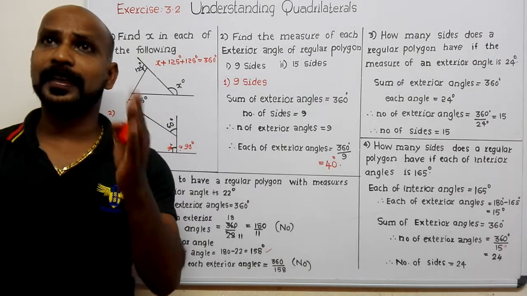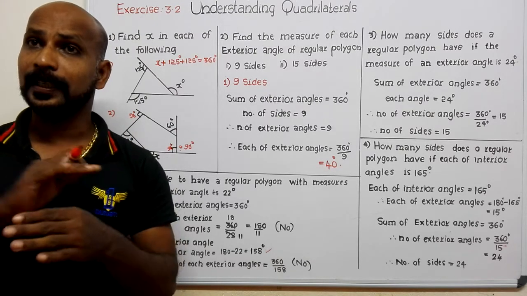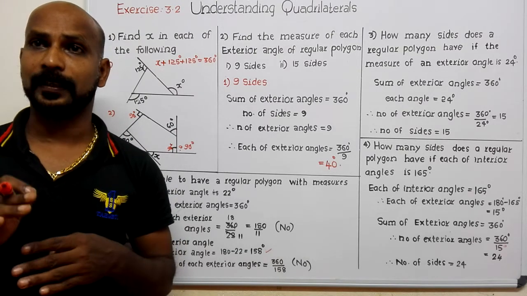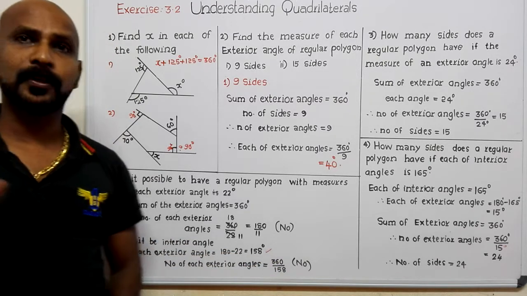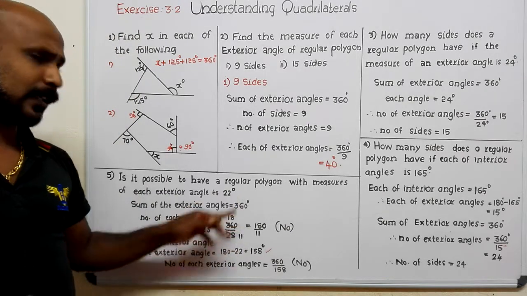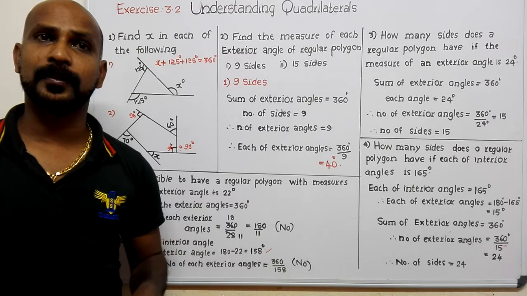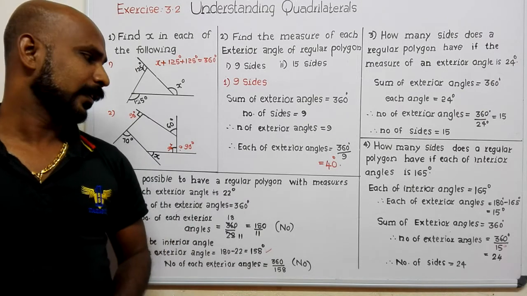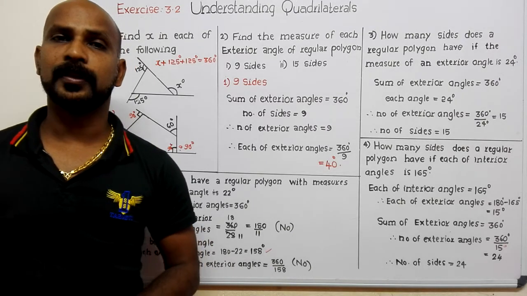Then the sum of the angles 360 divided by 158. The sum of the angles divided by each angle will be the number of exterior angles. So 360 divided by 158, that is also not possible to get a counting number. So 22 is not at all a chance for an exterior angle, and 22 is not at all a chance for an interior angle too. Okay, these are the questions. And the sixth question I give you as homework, you have to do.